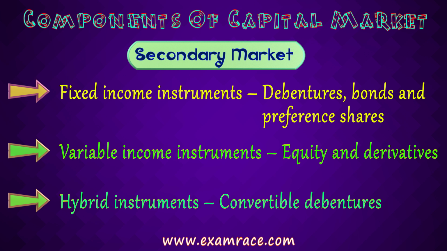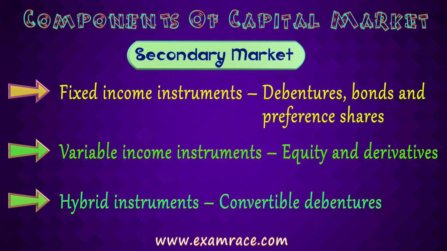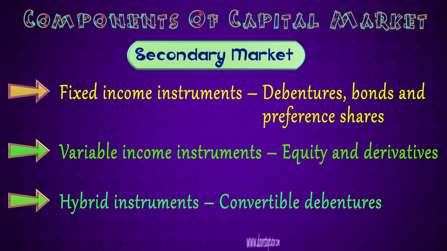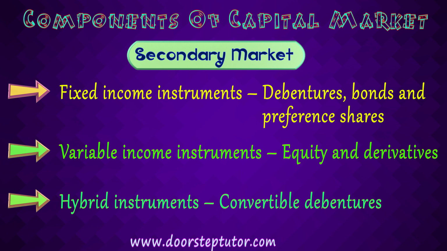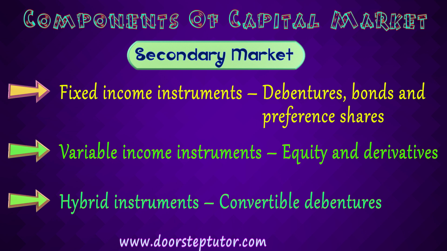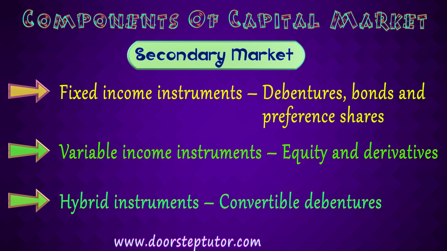Last is hybrid instruments. Two or more different financial instruments are combined to form a hybrid instrument. Convertible debentures serve as an example of a hybrid instrument, and convertible debentures are available as a loan or debt securities which may be converted into equity shares after a predetermined period.